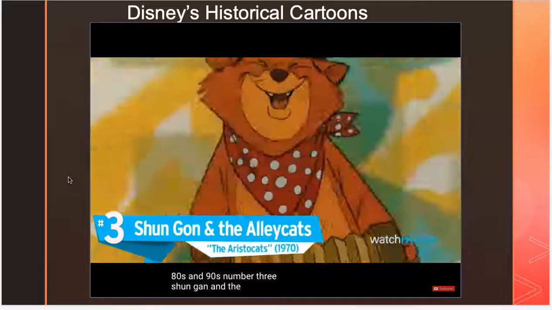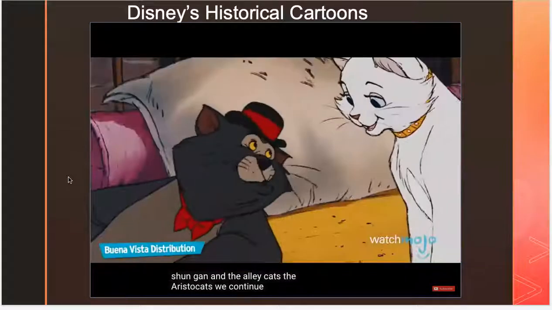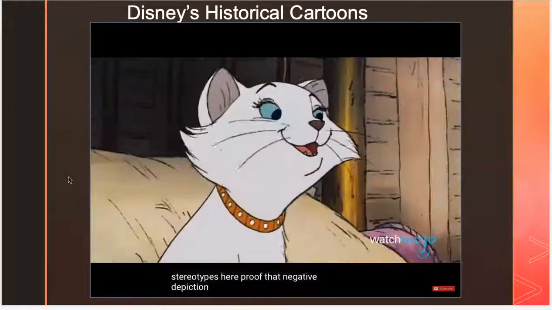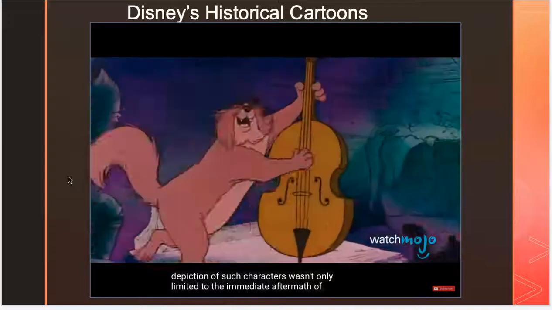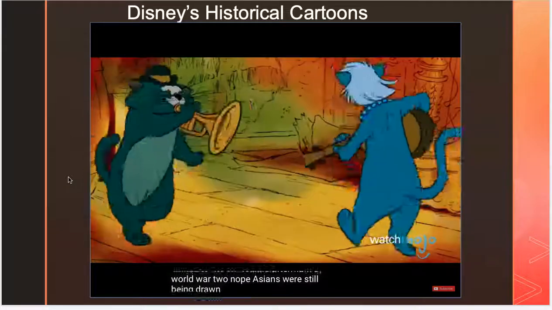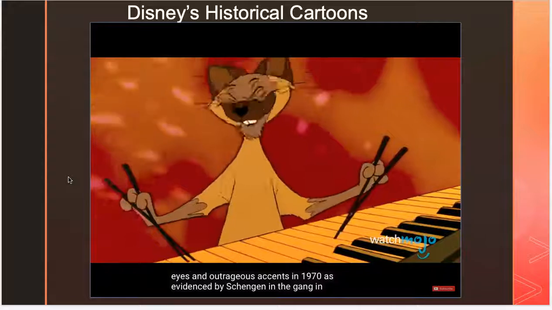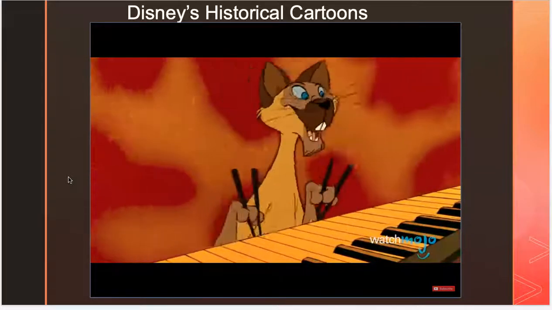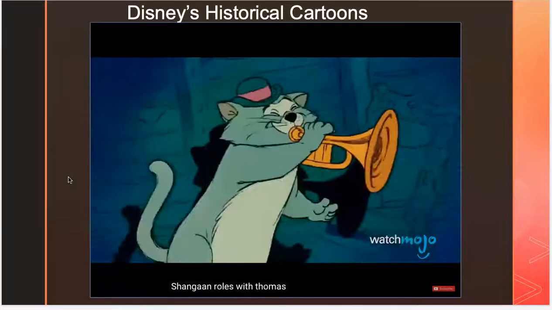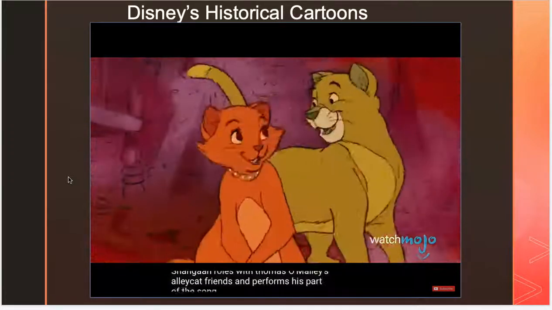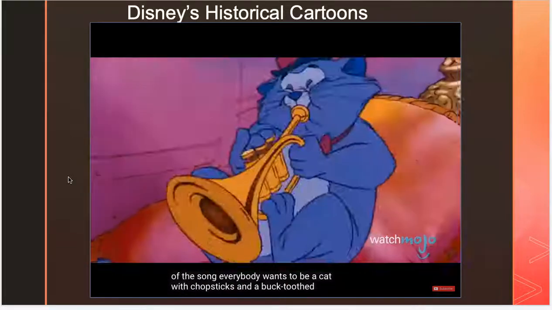Number 3. Shun Gon and the Alley Cats, The Aristocats. We continue with Asian stereotypes here, proof that negative depiction of such characters wasn't only limited to the immediate aftermath of World War II. Nope, Asians were still being drawn with the same old slanted eyes and outrageous accents in 1970, as evidenced by Shun Gon and the gang in The Aristocats. Shun Gon rolls with Thomas O'Malley's alley cat friends, and performs his part of the song Everybody Wants to Be a Cat, with chopsticks and a buck-toothed lisp.